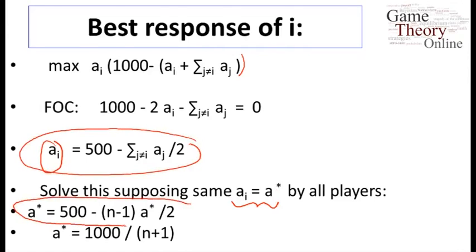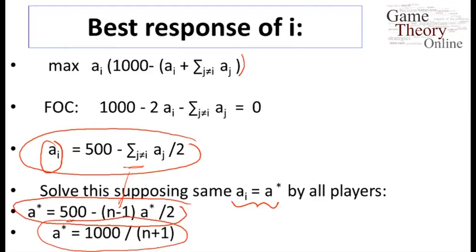We end up with this equation that a star has to satisfy. a star is equal to 500 minus (n minus 1), that's the number of other players besides i, right? That becomes this, times a star over 2. And if you solve that, that's just a simple equation. We end up with a star is equal to 1,000 over n plus 1.